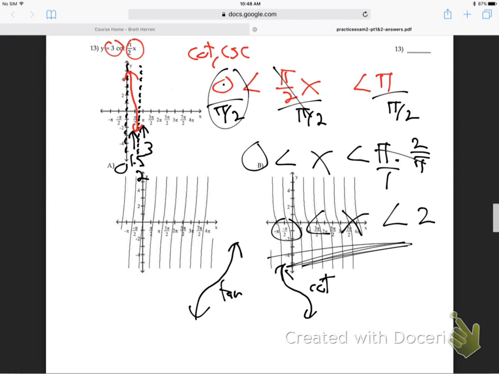All right, well, it looks like we're out of time. So we got 13 of them done.